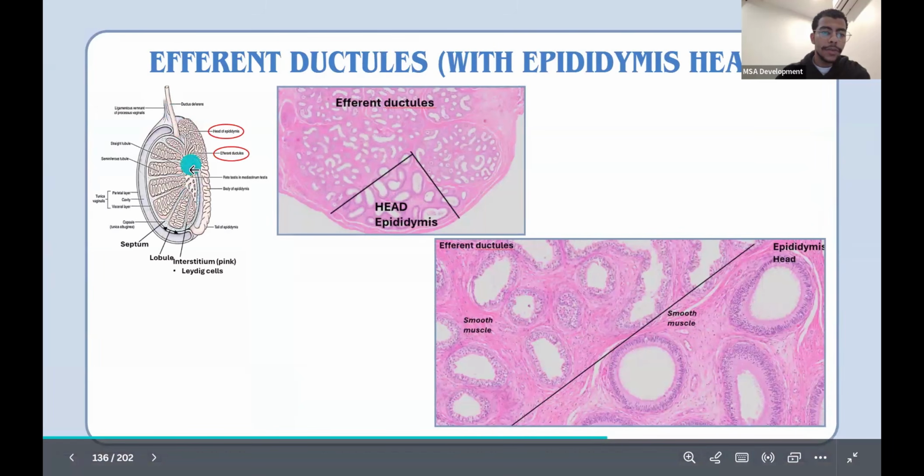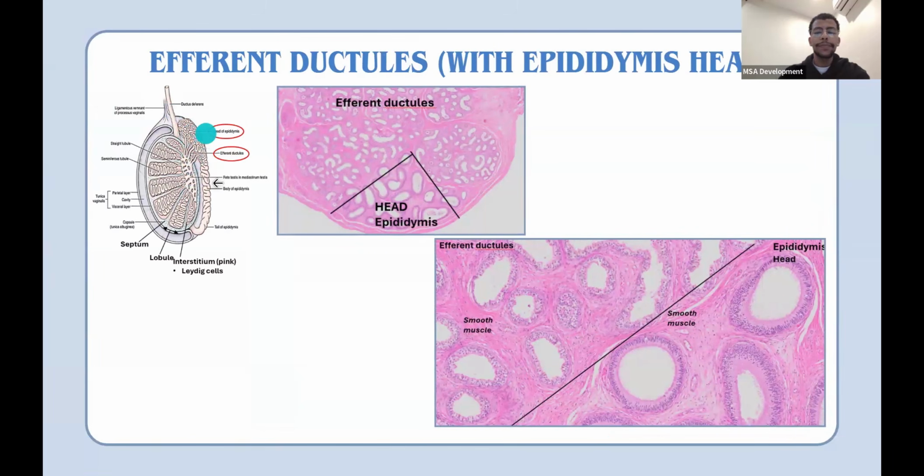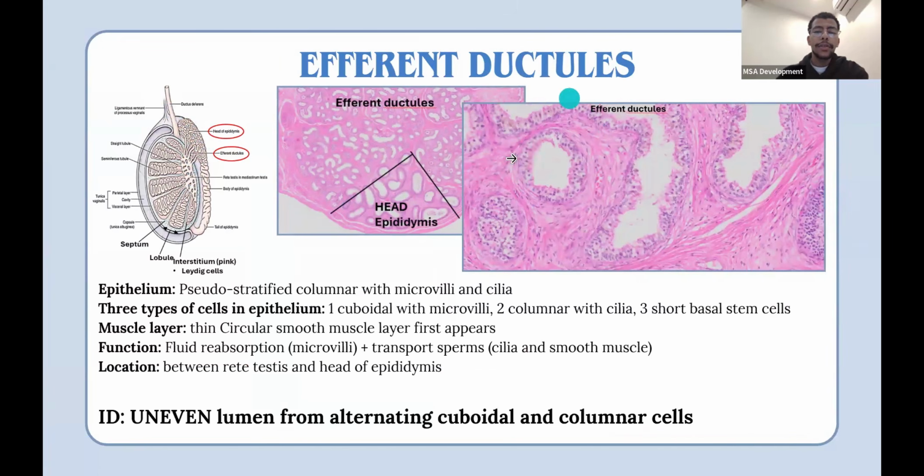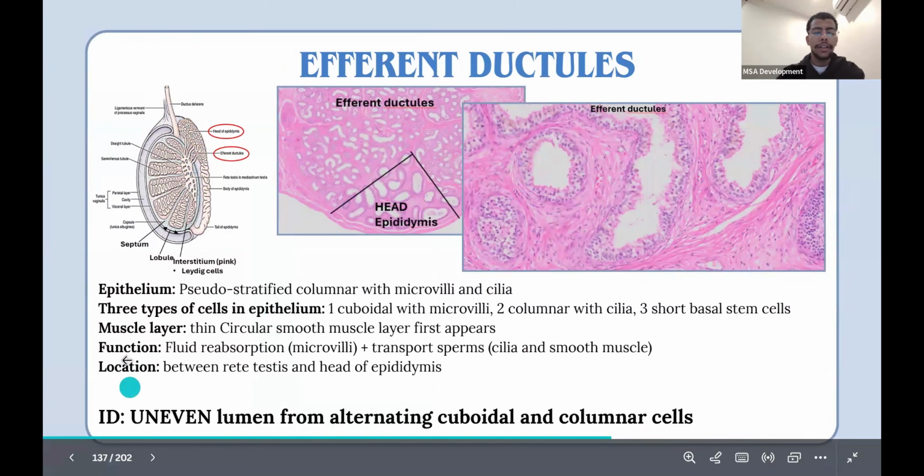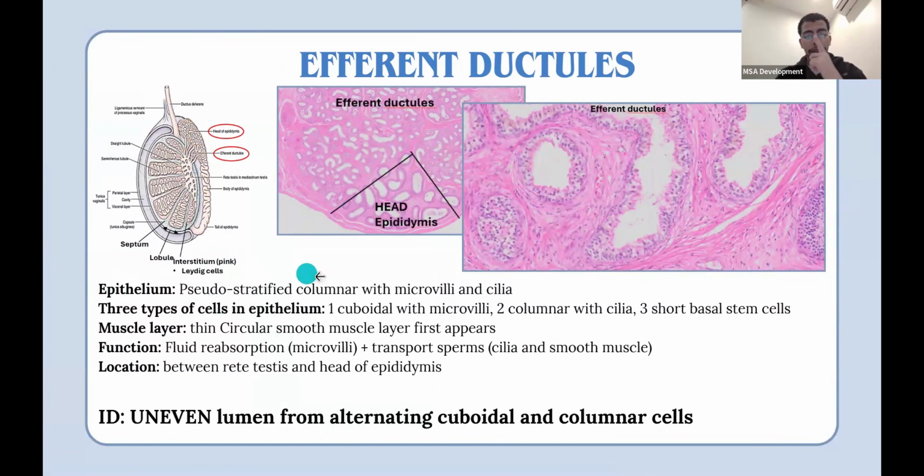It's basically these two sections here on the diagram. Next up, we have the efferent ductules, but in detail. So you have to know all of these details. And we said it's a pseudostratified columnar epithelium with microvilli and cilia.